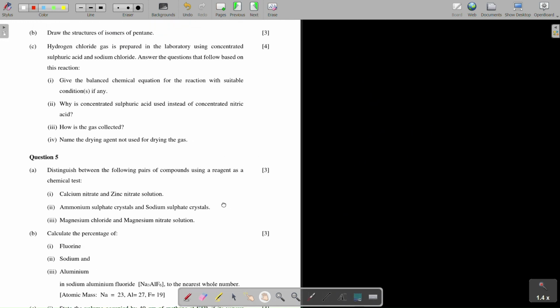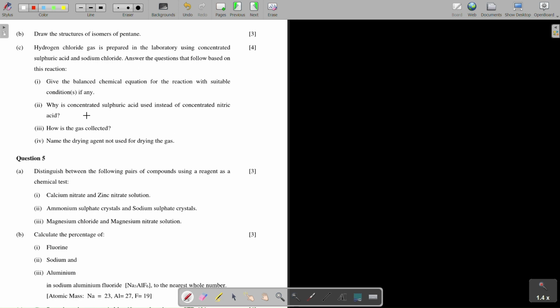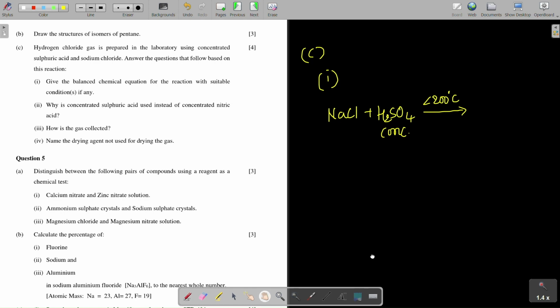If you want the answers, you can go back and check. So for the first question, the balanced chemical equation for the preparation: they have already given the reactants, sodium chloride NaCl and concentrated sulfuric acid H2SO4. You should write concentrated. If you don't write concentrated, you will not get marks. Condition: below 200 degrees Celsius. So what happens here?